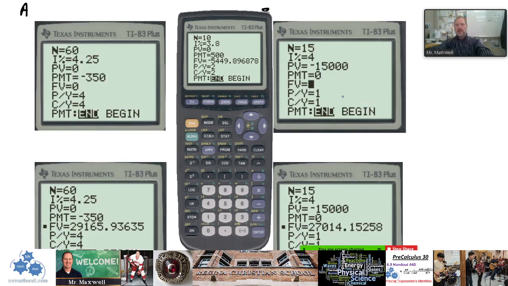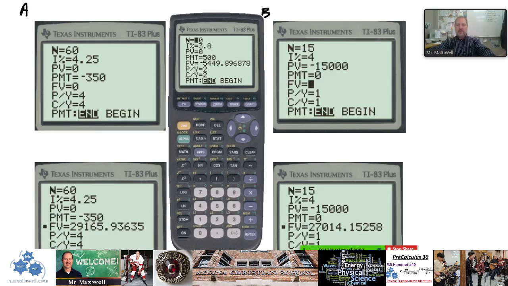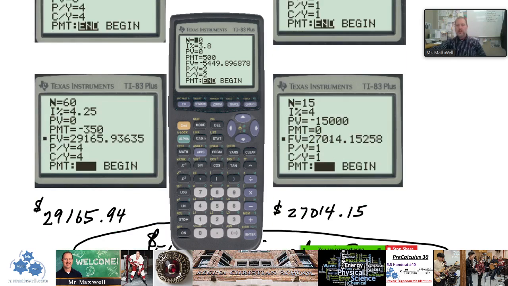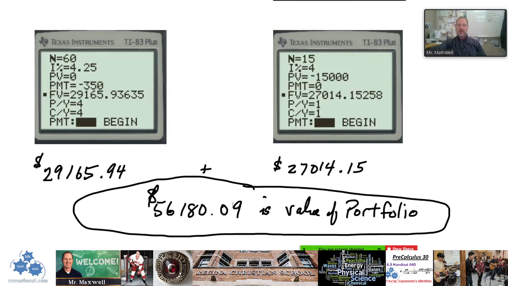And on the other side here, this is for B. And so B has an N of 15, a percent of 4. The present value is 15,000, no payments. Payments per year, compounds per year, all one. And you should get the 27,014.15. Add them together, and here's the value of your portfolio right here. 56,180.09.